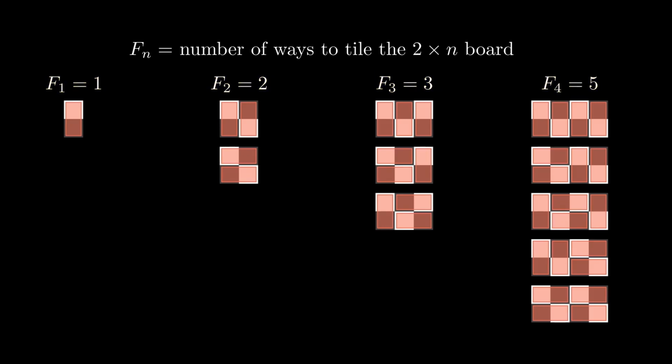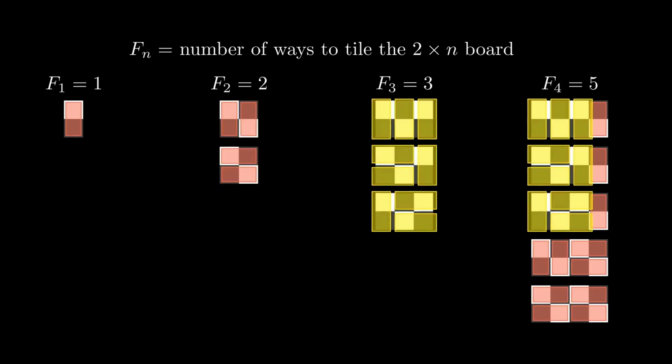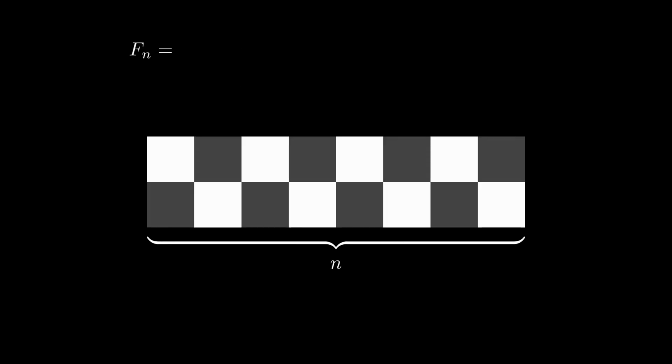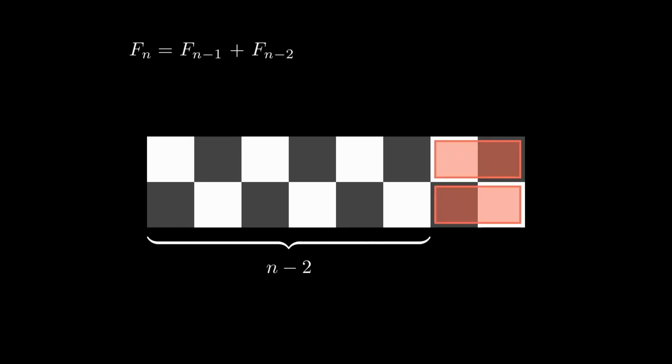Let's look a bit more closely at the tilings themselves now. Comparing the tilings of the 2x1, 2x2 and 2x3 cases, every tiling for the 2x3 case can either be constructed by attaching two horizontal tiles to a tiling of a 2x1 board, or one vertical tile to a tiling of a 2x2 board. The same holds true for the 2x4 case. In general, given a 2x(n) board, a tiling can either have its rightmost two squares filled with one vertical tile or two horizontal tiles. So, by definition, there are Fn-1 and Fn-2 ways respectively to tile the remaining board, showing that Fn equals Fn-1 plus Fn-2.